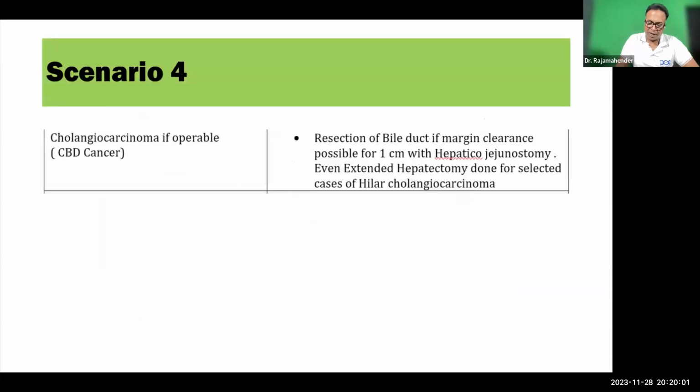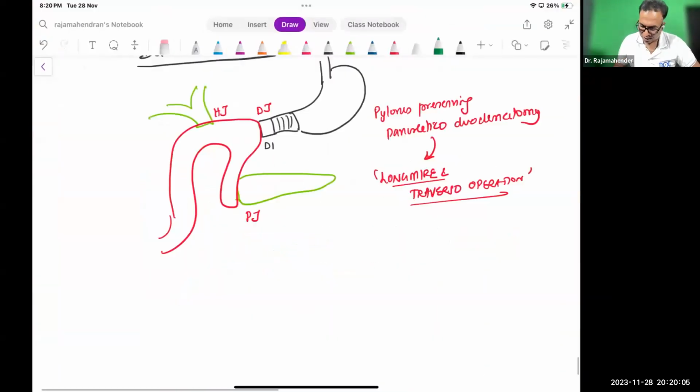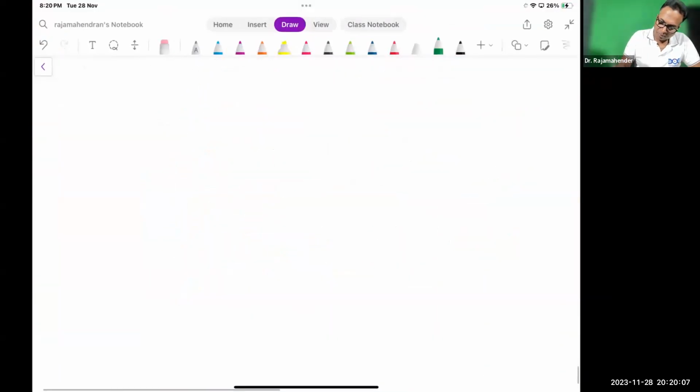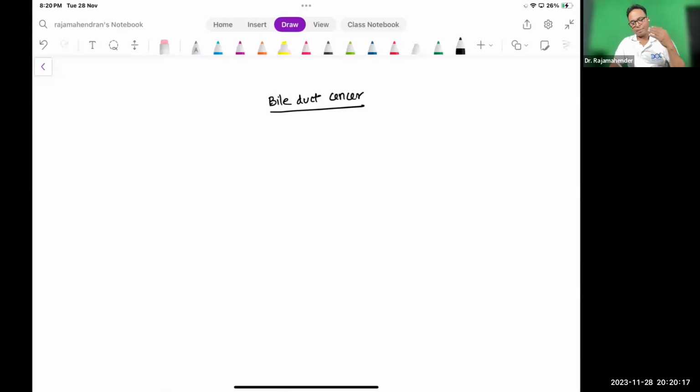And finally, one topic I didn't discuss is cholangio cancer. Let me discuss this as the last topic before going for your doubt clearance. Bile duct cancer. I have discussed bile duct stone, pancreatic cancer. Now this is bile duct cancer.